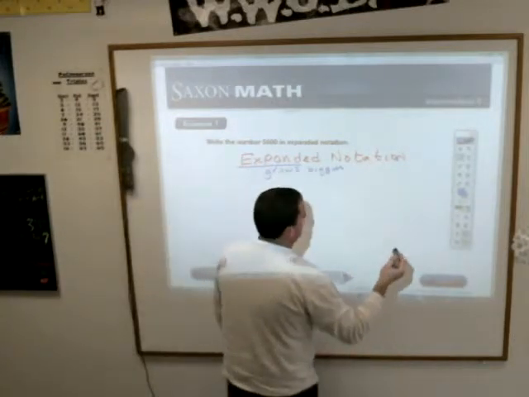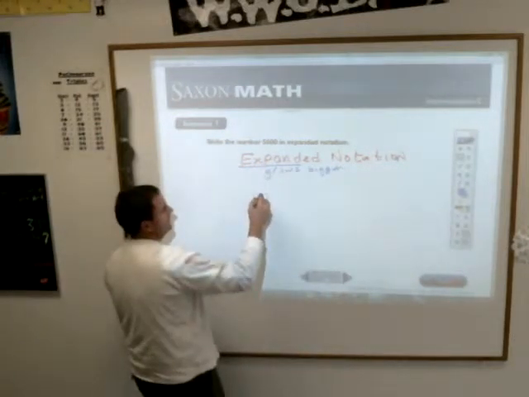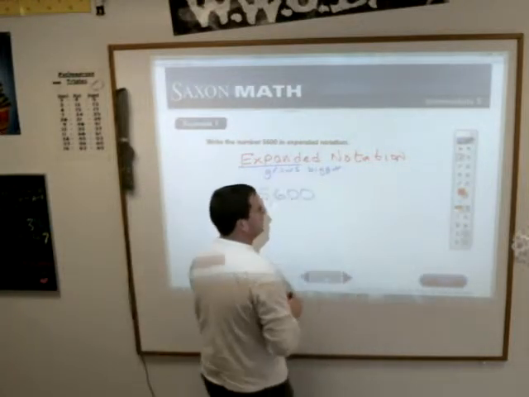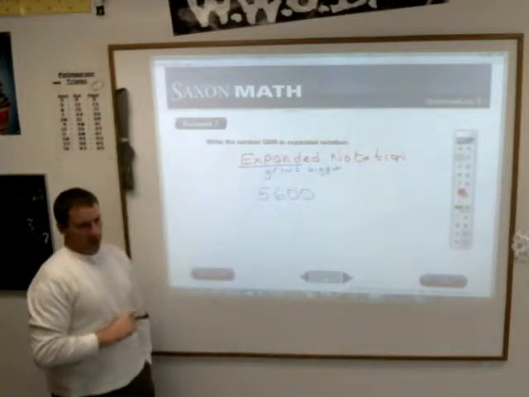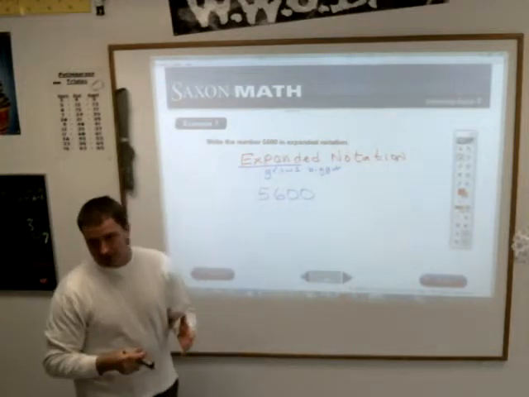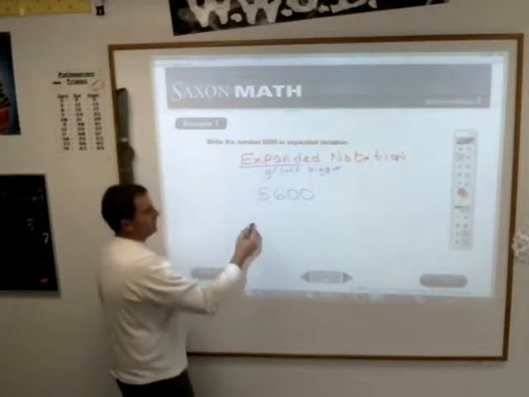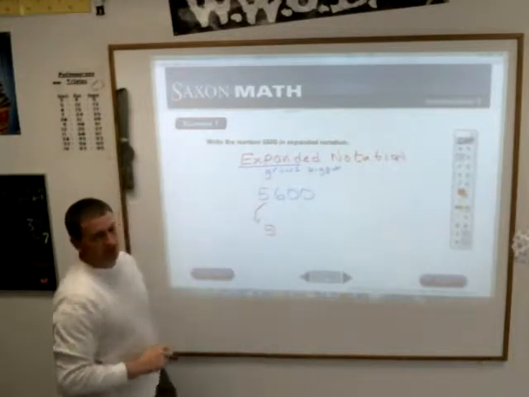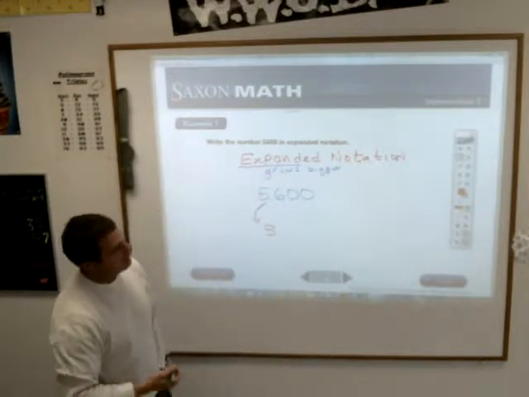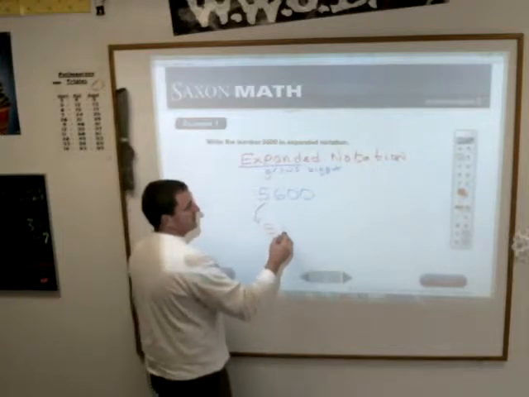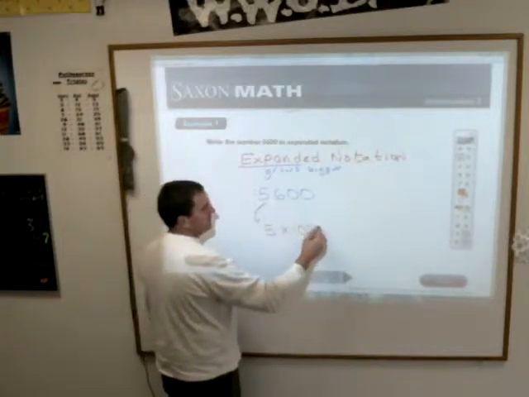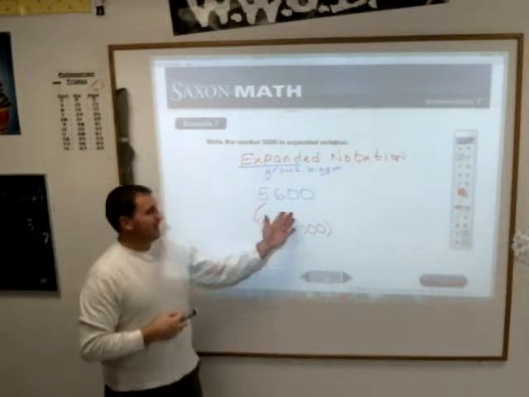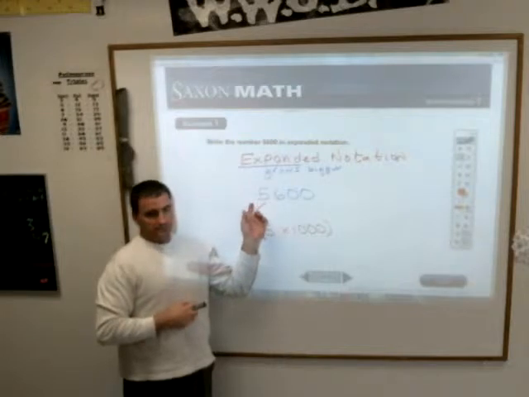It is taking a number like 5,600 and really telling what each digit really means. Because wherever the digit is really what it stands for. For example, this 5, it would look like this. This 5 is in what place? It's in the thousands place. So when you write it in expanded notation, you put 5 times 1,000 because the 5 is in the thousands place. You put it in a parenthesis, so that stands for the 5,000 that the 5 stands for.